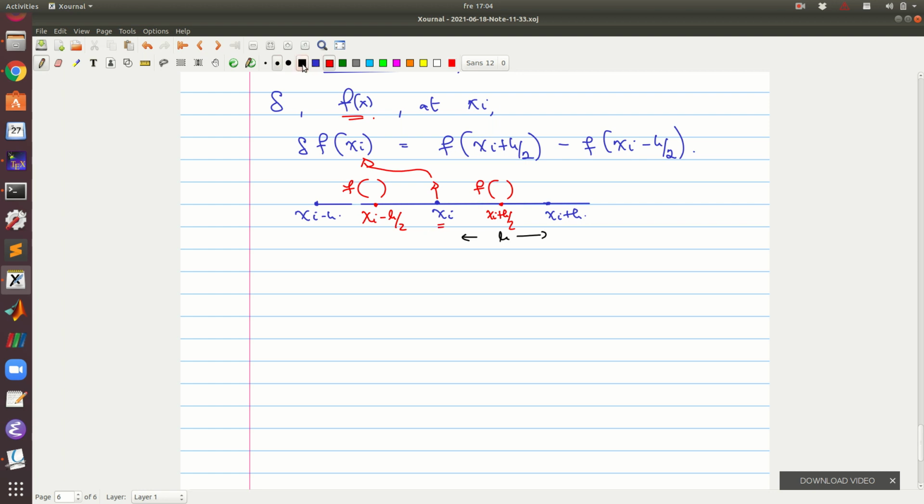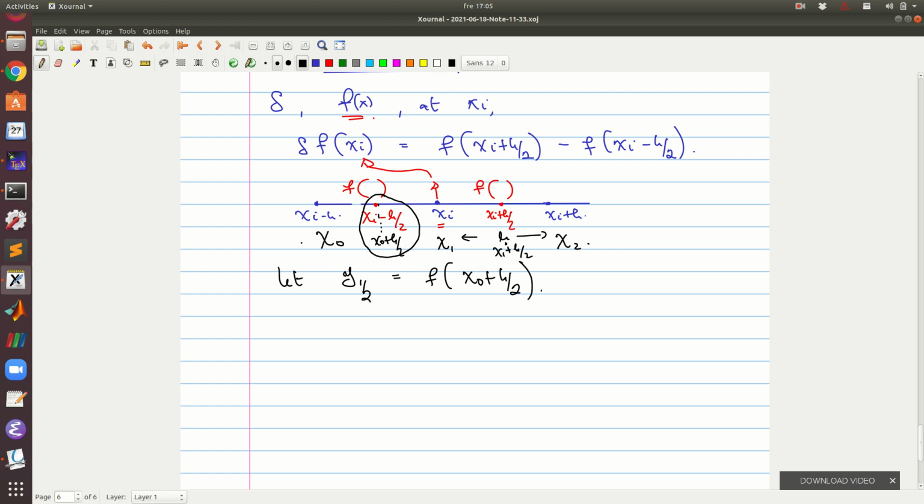Now, we are going to denote y 1/2 to be the value of the function f evaluated at x naught plus h over 2. Let us assume that this was x naught, and perhaps this is x1 and this is x2. So the value y 1/2 is the one denoted at this point here, x naught plus h over 2. Of course, at this point it will be x1 plus h over 2.